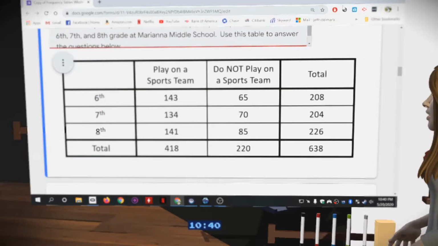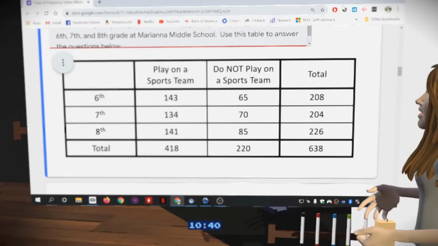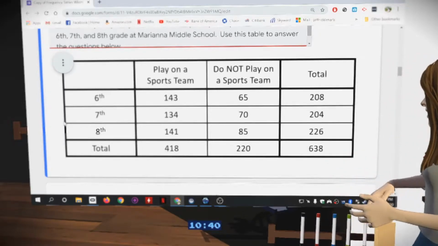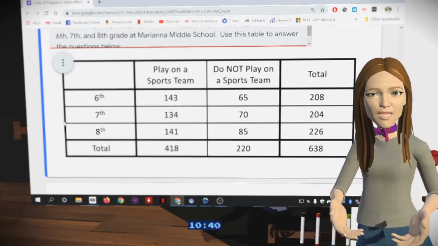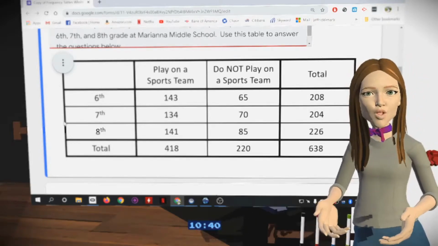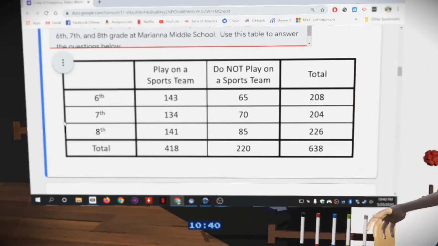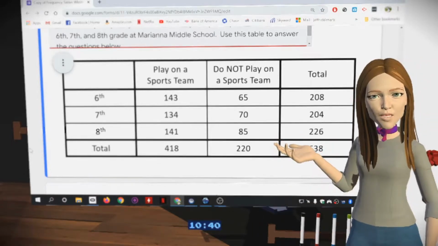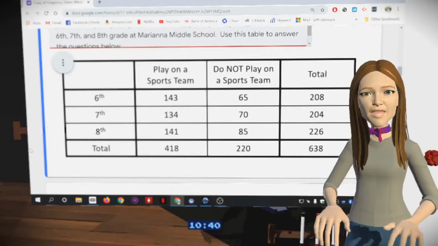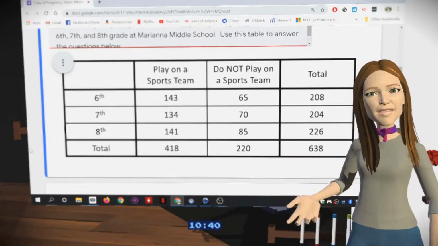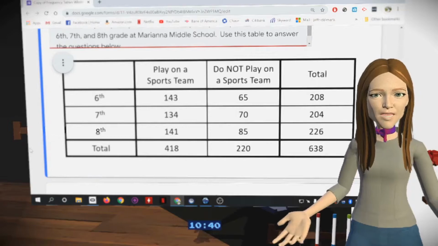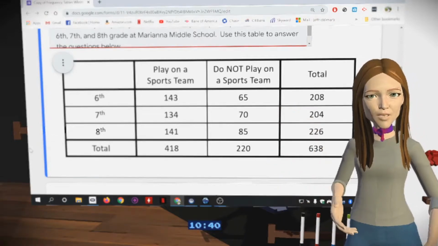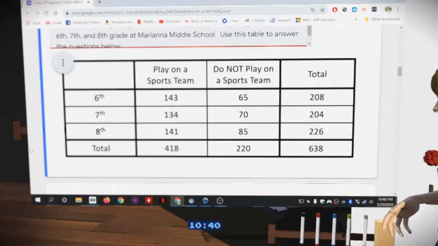So our first problem takes us to Mariana Middle School, 6th, 7th, and 8th graders, and it's asking the students, do you play on a sports team or do you not? There's a couple ways that you could do these frequency tables. Obviously, if there were some blanks here, you could fill in all of the blanks. For this first example, we wanted you to have all of the answers here before you, just understanding how to read a frequency table.